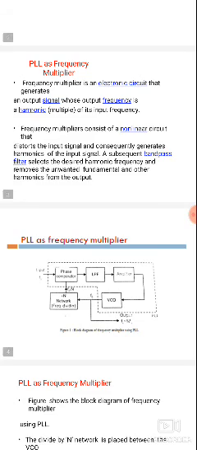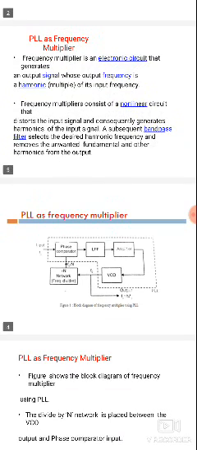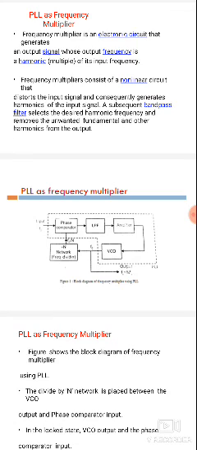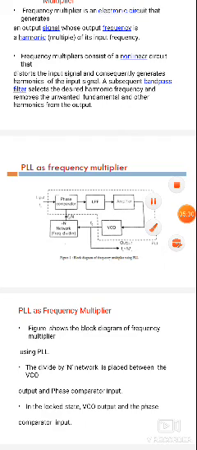Frequency multiplier: the input frequency multiplied by a number is equal to the output frequency. So it is an electronic circuit that generates an output frequency, and the generated output frequency is equal to a multiple or harmonic of the input frequency.